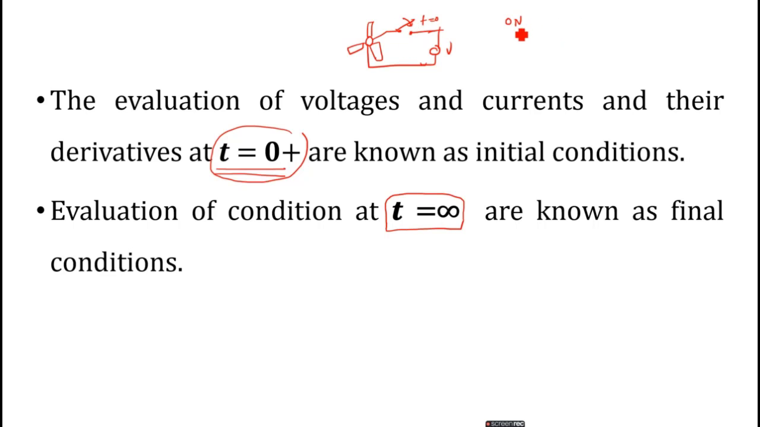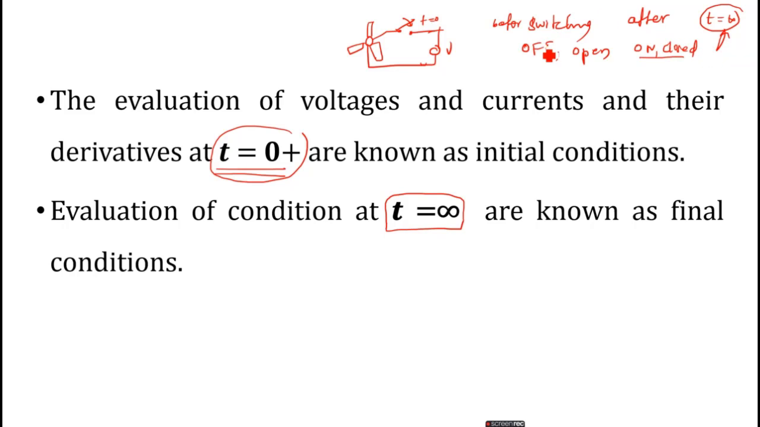After switching, the fan starts rotating because the switch is closed. What happens at t is equals to infinity? If the switch is maintained in the on condition for a long time interval, that is called the final condition here. Hopefully you have understood it.